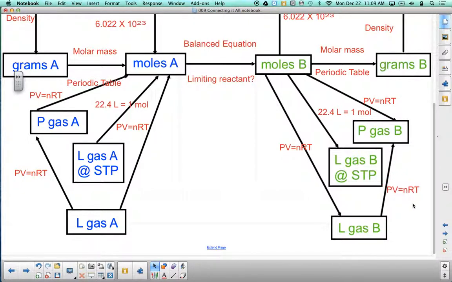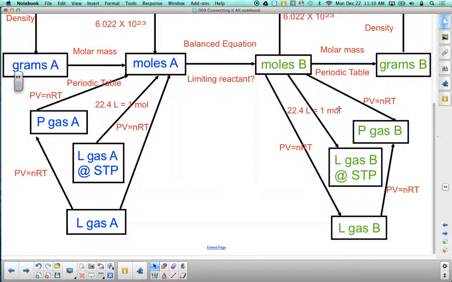So again, our connection between pressure and volume and number of moles is our ideal gas law, or at STP, this 22.4 liters being equivalent to 1 mole of gas. As long as we're on the topic of gases here, we need to consider one more possible shortcut.